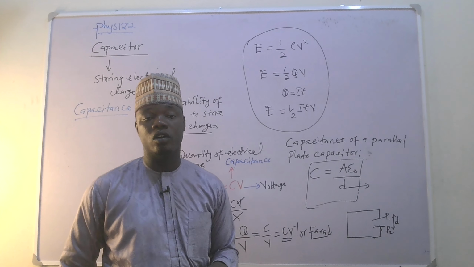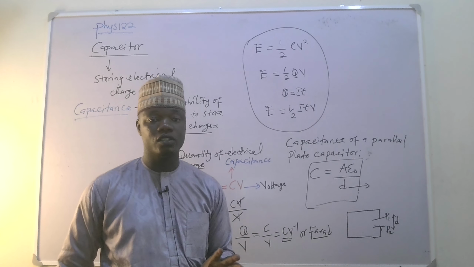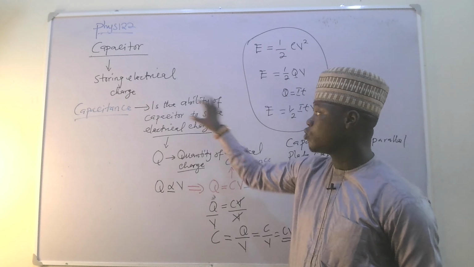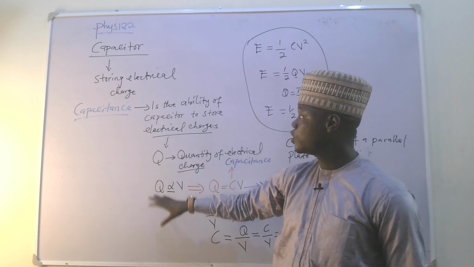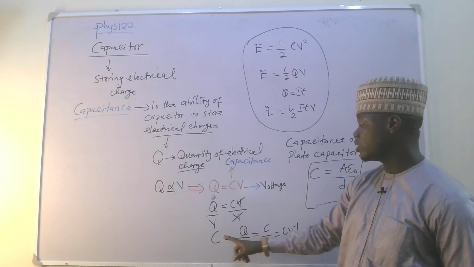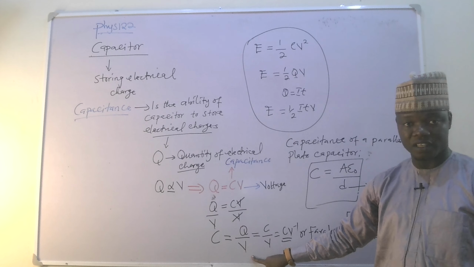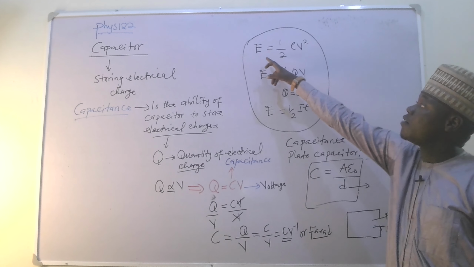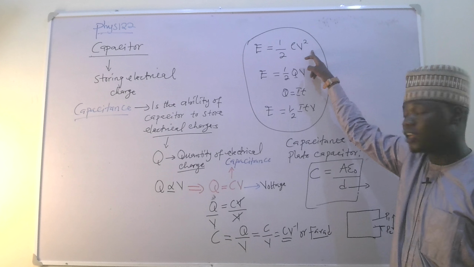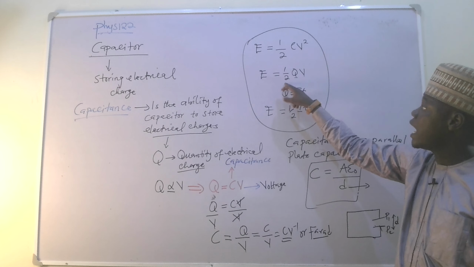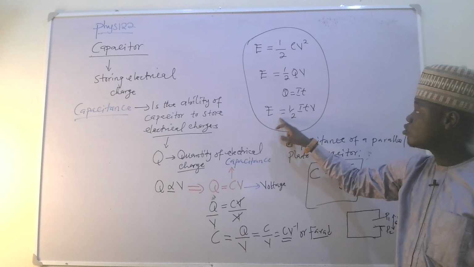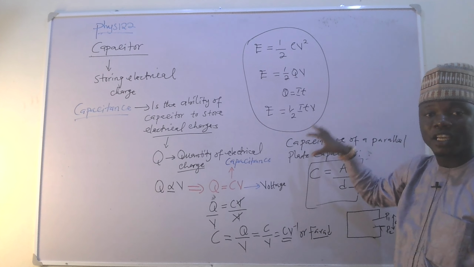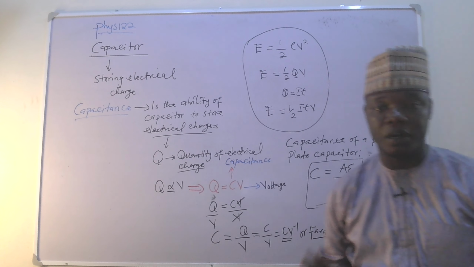So this is what we call capacitance of a capacitor, and these are some of the formulas that we are going to use in the calculation of the capacitor. The formula for calculating capacitance is C = Q over V. And we have the formula for calculating energy stored in a capacitor, where energy E is equal to half CV squared, or E is equal to half QV, or E is equal to half ITV. These are the formulas that I use in calculating capacitance of a capacitor.